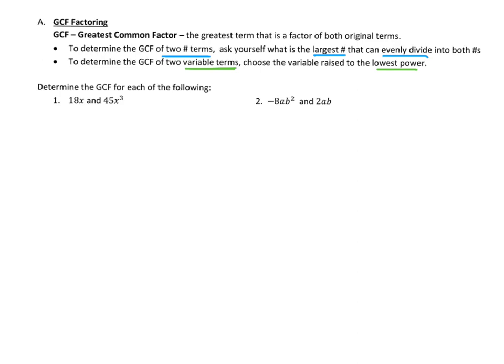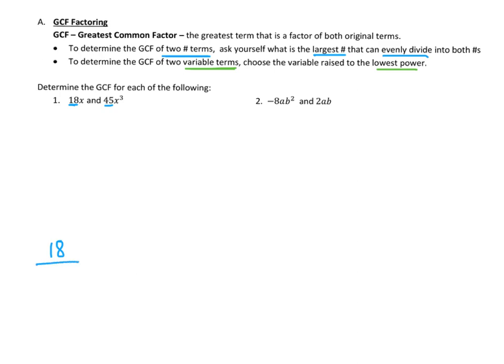So the first one is 18x and 45x to the third. Like I said, there's a two-step process. First, we look at the numbers, the 18 and 45, and we ask, what is a number that can divide evenly into both 18 and 45? Hopefully we can list through the different numbers that are factors of 18. Some of you are going to be able to do this faster than others, but if you just list through the factors of 18.